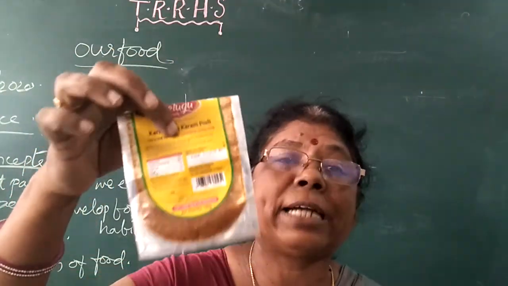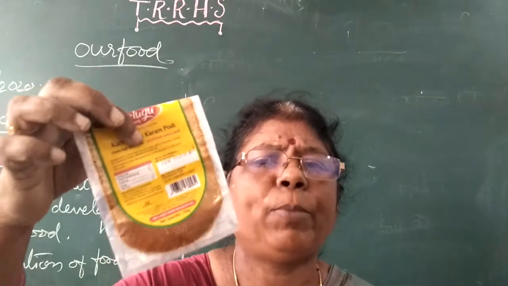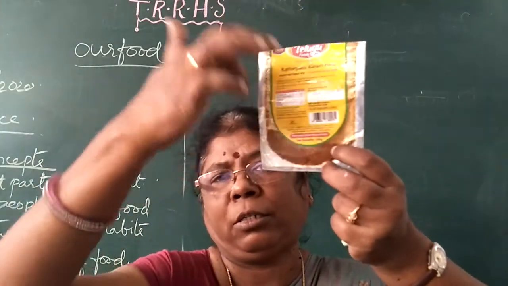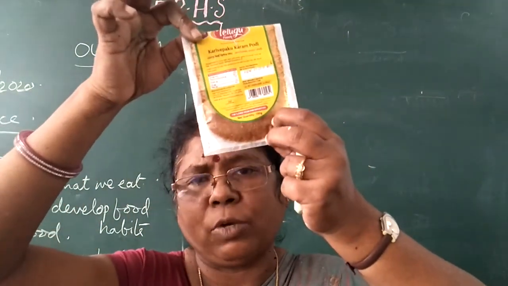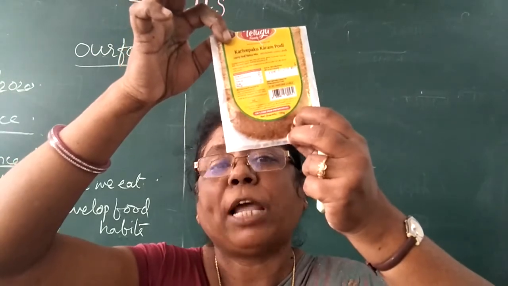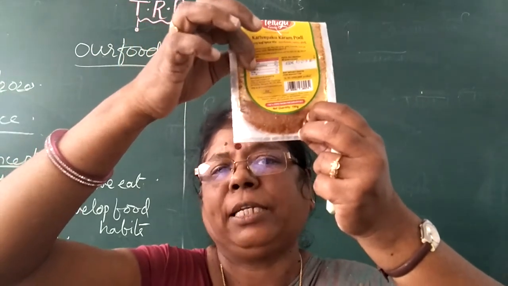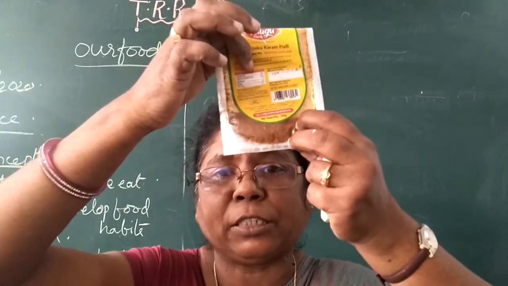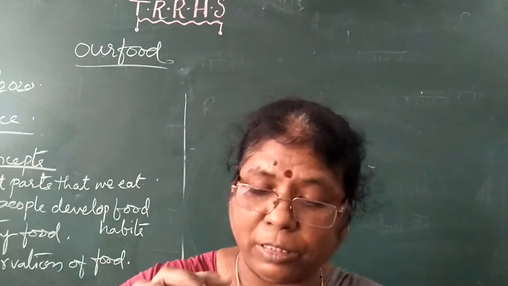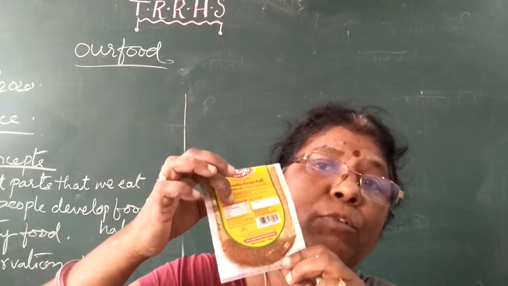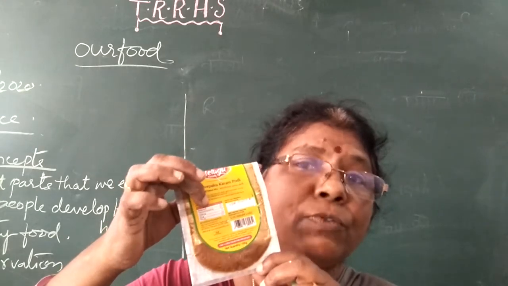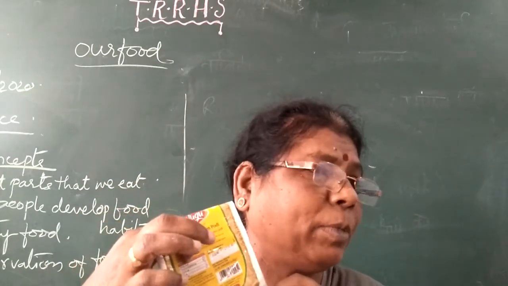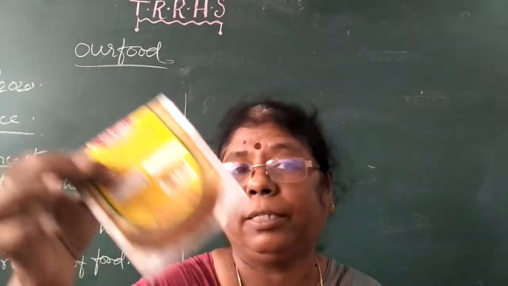Understood? And this is your activity also. Take any food packet, cut this information and paste it in the classwork: ingredients, date of manufacturing and date of expiry. Expiry means outdated, the date until which we have to use it. That is very, very important, otherwise food poisoning or health damage can happen if you take out of date packets.